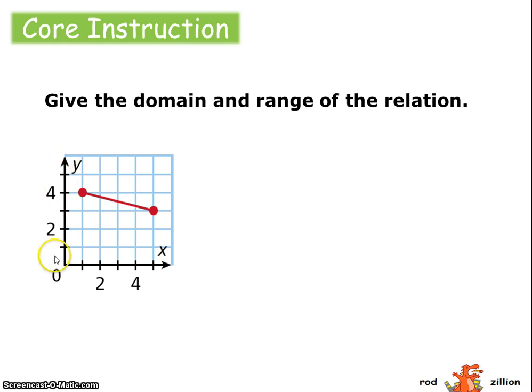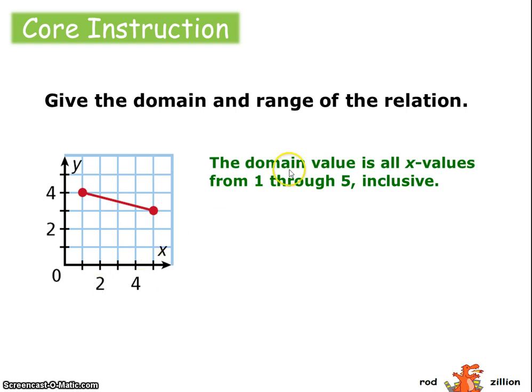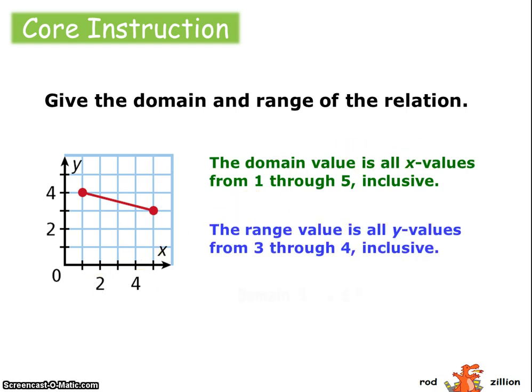Likewise, my y values, it looks like it stretches from 3 to 4, or rather from 4 to 3, and all those fractions and decimals in between 4 and 3. So we have to express that as a compound inequality. So the domain is all x values from 1 to 5. The range is 3 to 4. So the domain would be x is greater than or equal to 1, because 1 is a data point on this graph, and less than or equal to 5.